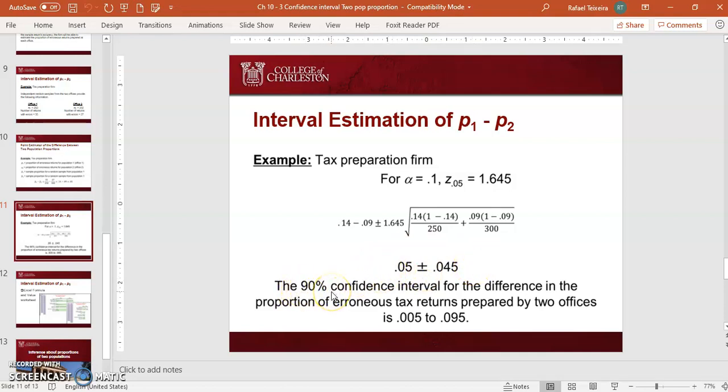So the answer would be something like: the 90% confidence interval for the difference in the proportion of erroneous tax returns prepared by the two offices is 0.005 to 0.095, okay? Which is the result of 0.05 minus 0.045 is this number. 0.05 plus 0.045 is this number, okay?